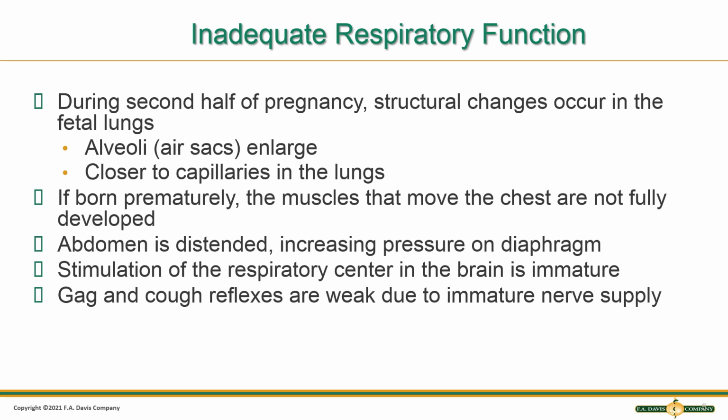Remember, we said the baby may have a protruding abdomen, and that increases pressure on the diaphragm. And also, the respiratory center in the brain can be immature. The gag and cough reflexes are weak due to immature nerve supply. So we need to watch these premature babies closely for inadequate respiratory function.